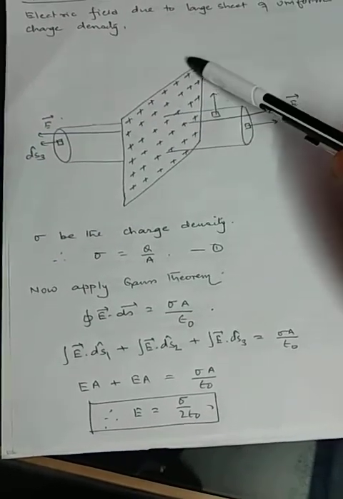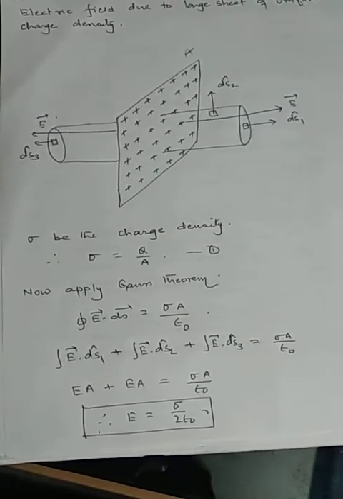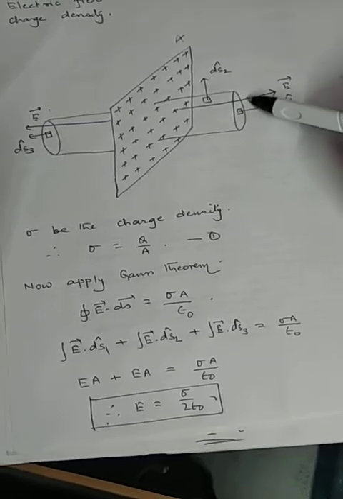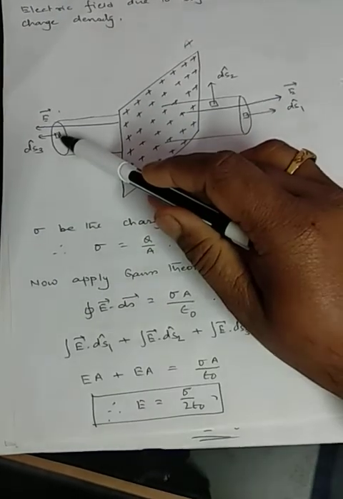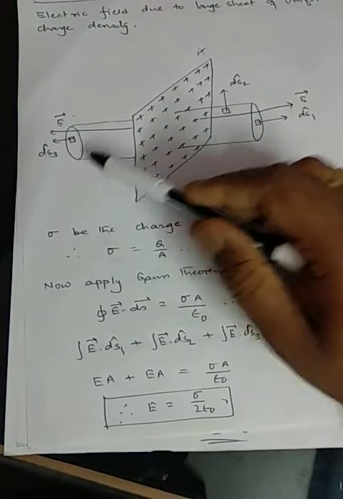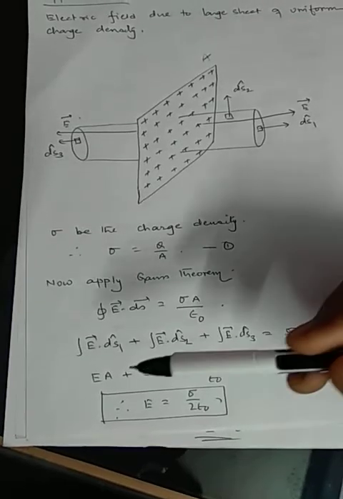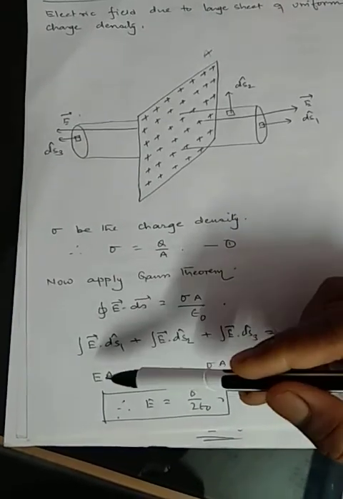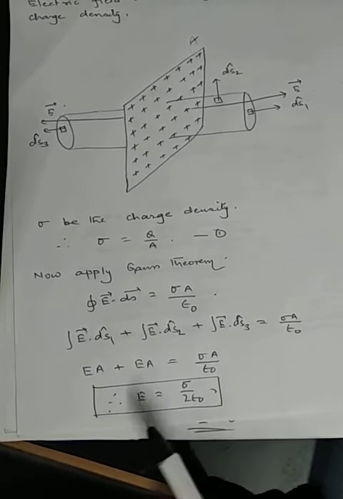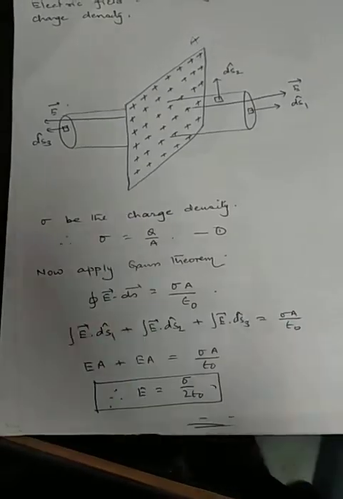Now if I consider A as the area of the sheet, on integration of this particular area, it will be equal to A only. So I am assuming this face has an area of A only. This face is also having an area of A. So if I integrate ds1, I will be getting A. Here also I will be getting A. So we are getting E dot ds1 as EA, E dot ds2 as 0, E dot ds3 as EA, equal to sigma A by epsilon naught. Simplifying this, we get E is equal to sigma by 2 epsilon naught.